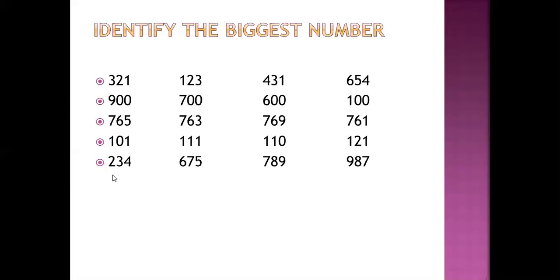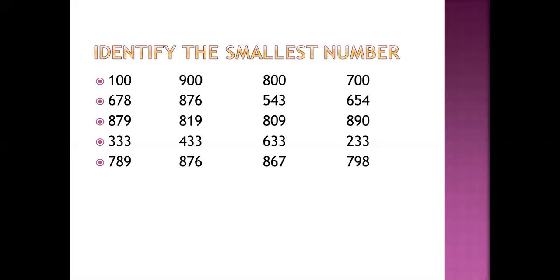Let's go to the last set of this exercise. 234, 675, 789, 987. So we've got 9 in the hundreds place and definitely that becomes the biggest number, 987.